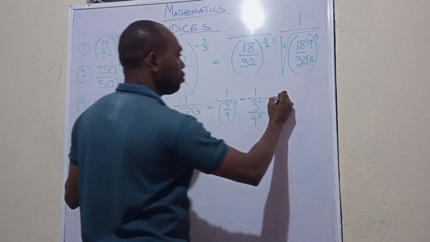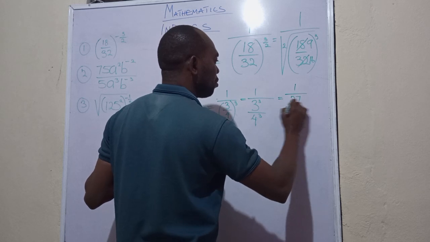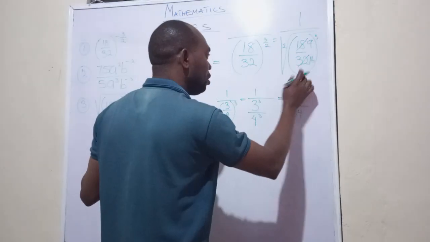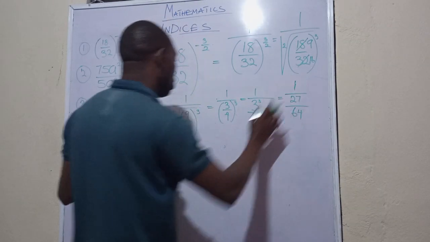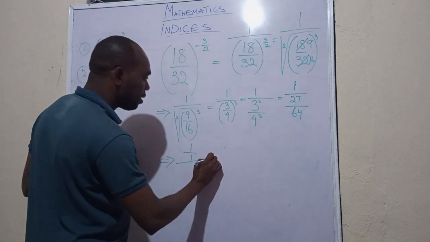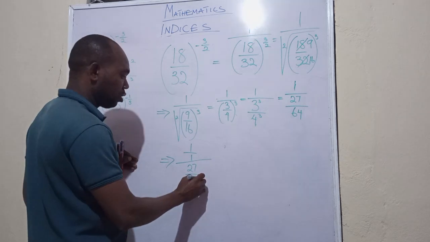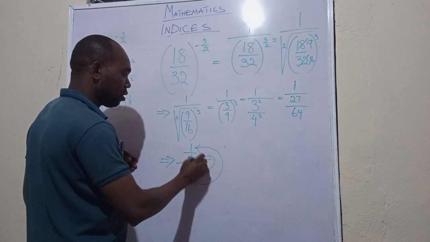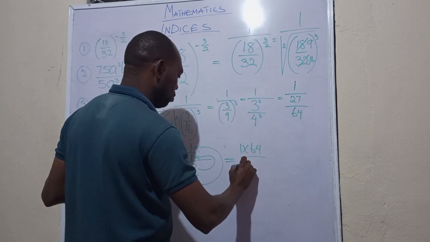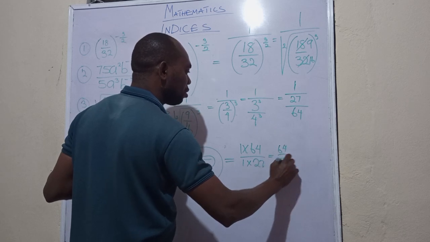That's what it means, and it will now result in 1 all over 27 over 64. Remember, this is a fraction, this is a whole number. So this becomes a fraction by saying 1 all over 1 divided by 27 over 64, which this multiplies with this, and this multiplies with this, and we now have 1 times 64 divided by 1 times 27, and the answer will be 64 over 27.